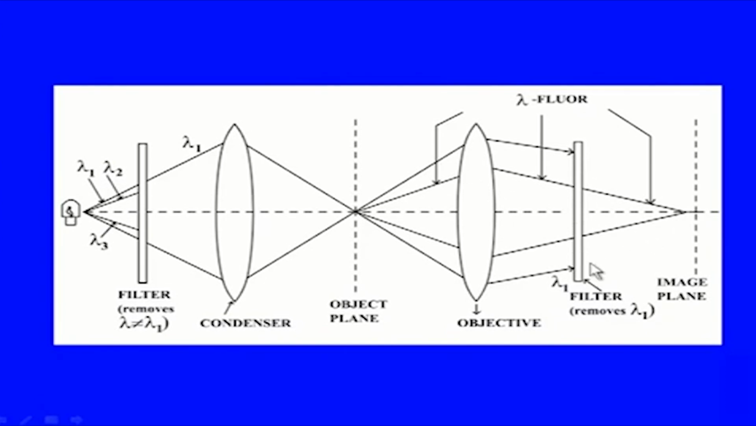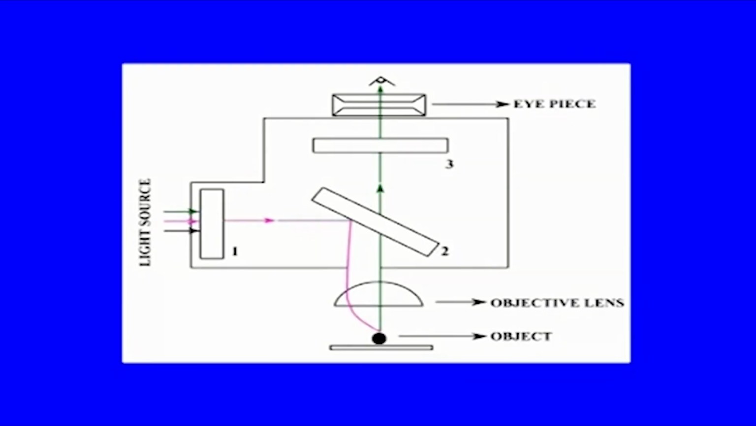So, this optical filter is different from optical filter number 1, and finally, you get the image in the image plane. That is a very simple schematic, but like I said, epifluorescence microscopes are mostly used rather than a simple schematic. So, here is the schematic of an epifluorescence microscope.